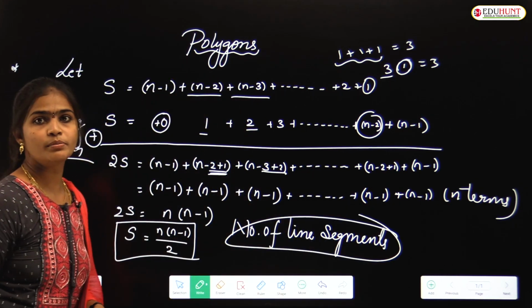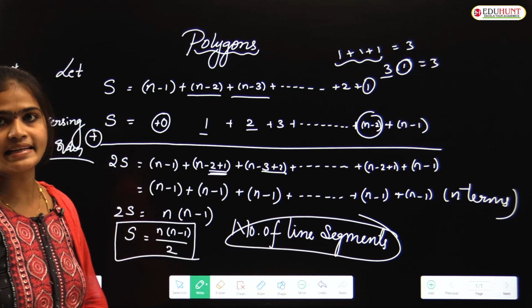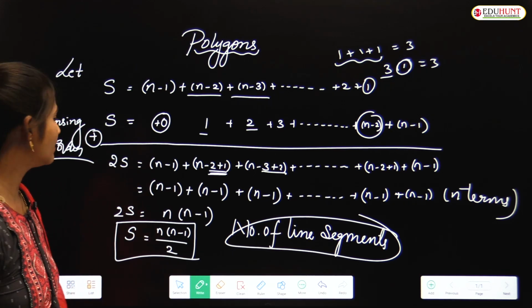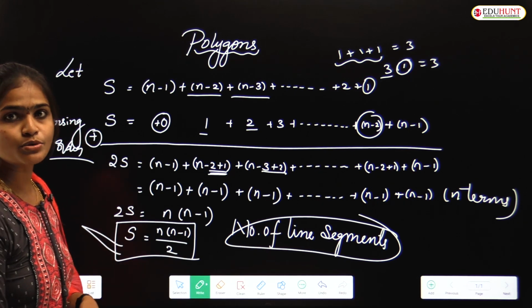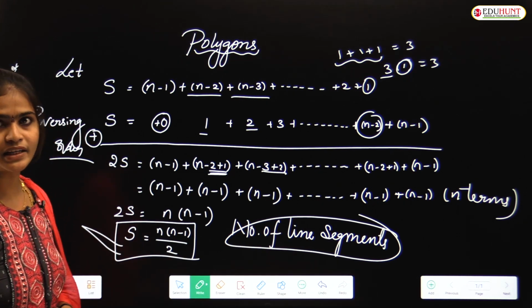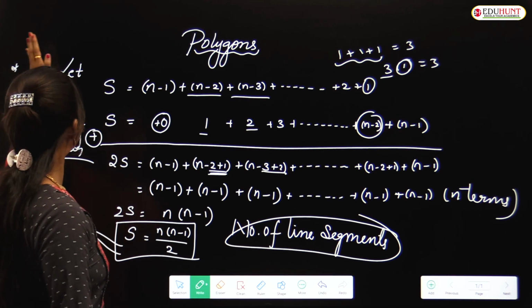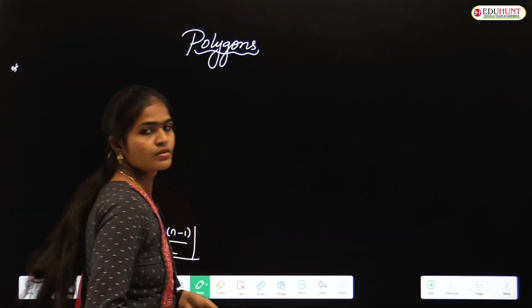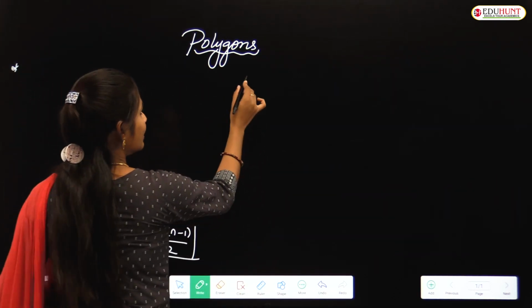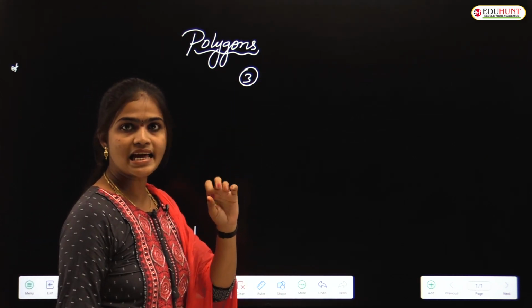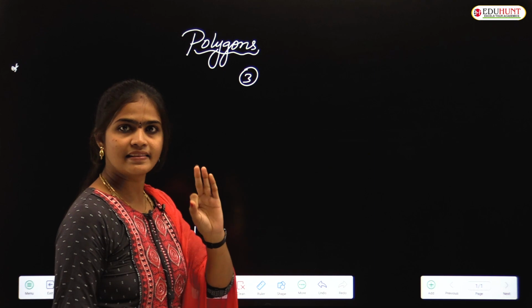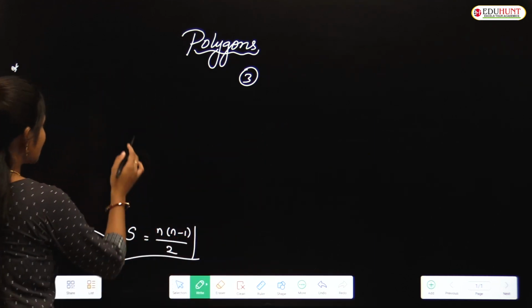Okay, this is the formula to find the number of line segments. Is it clear? What is that formula? Number of line segments is equal to n into n minus 1 by 2. Use that formula to find the number of line segments. Already we simplified the triangle. A triangle has how many line segments? 3 line segments, and a triangle has how many sides? 3 sides. So just take that example.